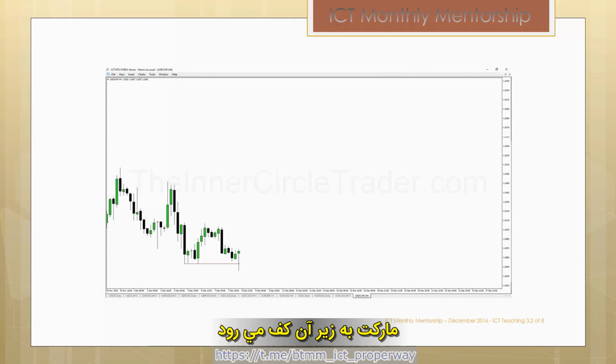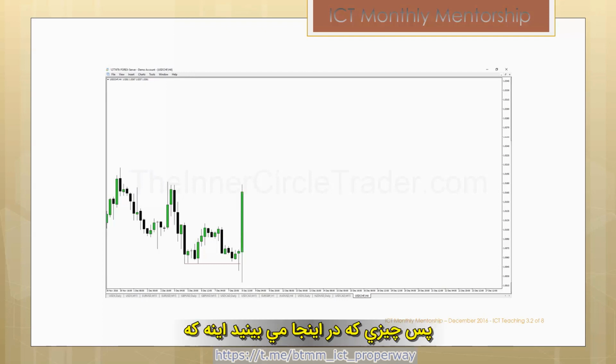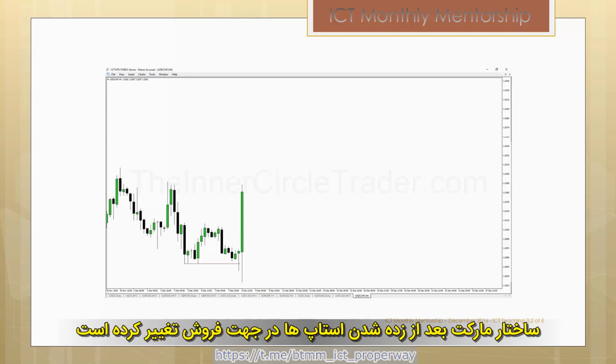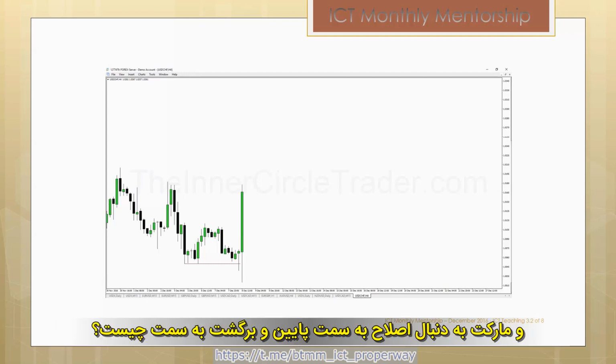Okay, we have an old low here. The market trades down below that low and punches through it, and then rallies up. So what we're seeing here is that market structure shift after stops have been taken on the sell side. So there's been a massive repricing. The market is going to want to look to reprice lower and retrace back down into what?